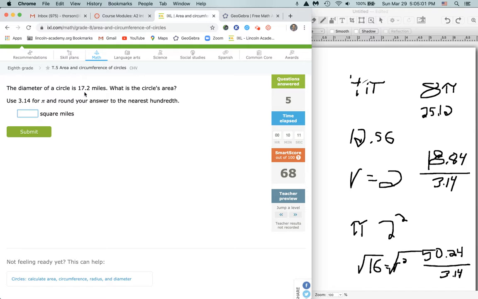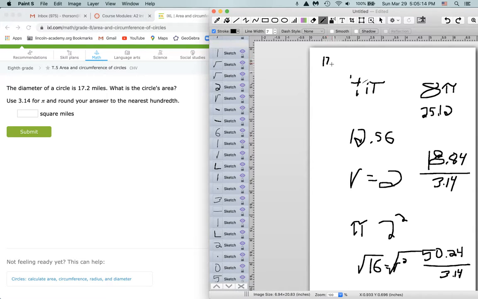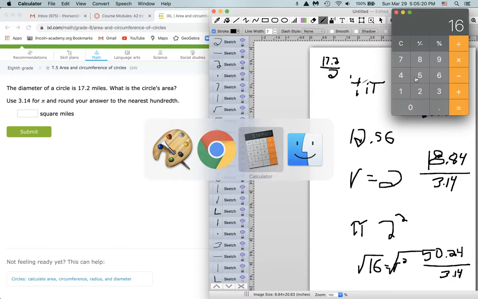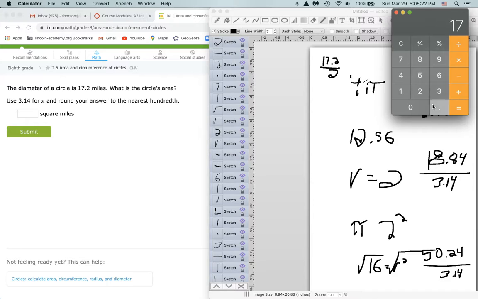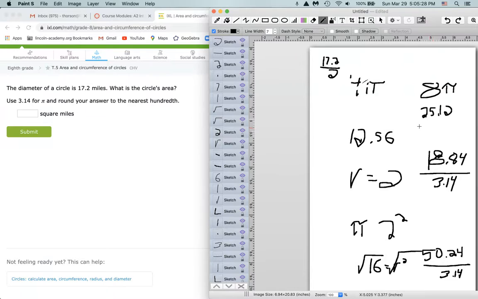Here is the diameter of a circle, 17.2. What is the circle's area? Now again, I'm given the diameter. I want the radius. So I'm going to actually have to divide this by 2. So I take my 17.2 and I divide by 2 to get the radius. Again, I'm just going to grab a calculator. 17.2 divided by 2 equals 8.6. Now that's the radius, so I'm going to take 8.6, square that radius, and then times it by pi or 3.14.